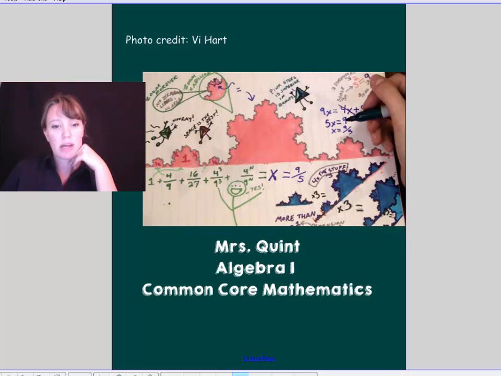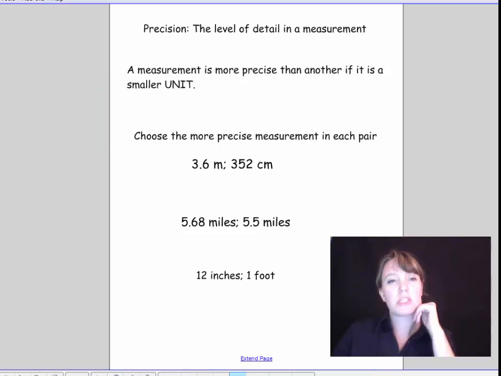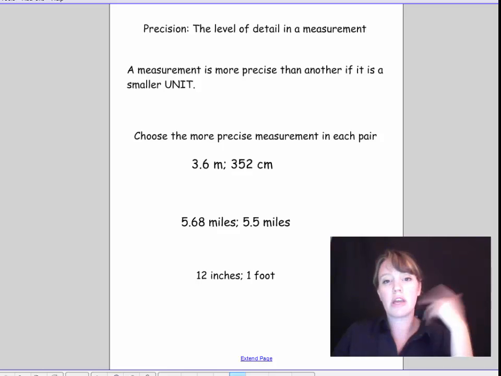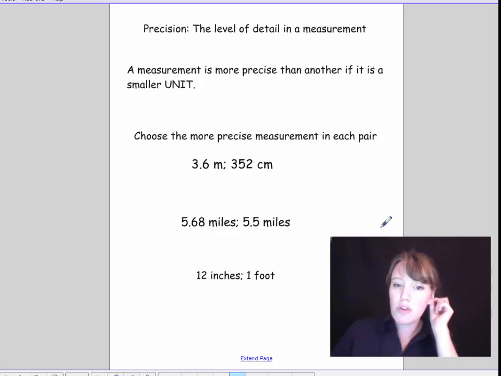This is Algebra 1 Common Core, and today we're going to talk about precision and significant digits. So, precision is the level of detail in a measurement. A measure is considered more precise than another measure if that measure has a smaller unit. Right, so let's go over a few examples.